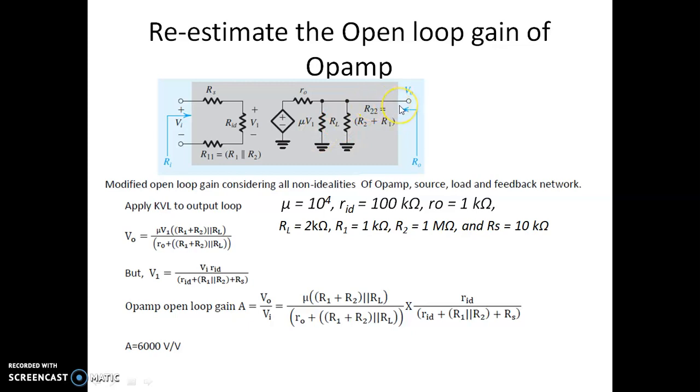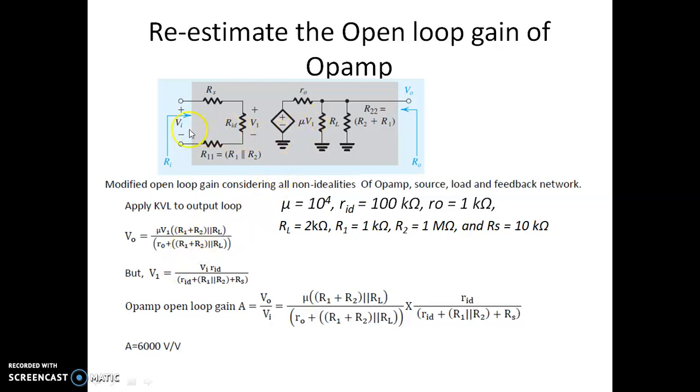Can you understand, V0 is nothing but the voltage drop across these parallel resistors due to this source. You can say it is mu into V1 multiplied by the parallel combination of RL and R1 plus R2, which is over here, divided by the overall resistance, which is R0 plus this parallel combination. That's what I have. But what is V1?